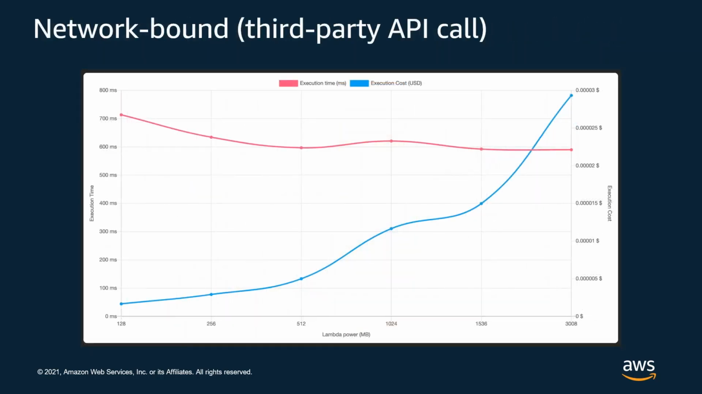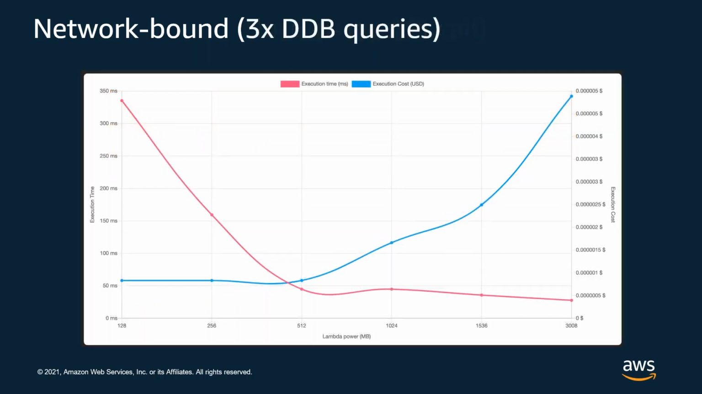Switching gears, here's a function that's network bound. The function is making one third-party HTTP call. In this case, increasing the memory has limited impact on invocation time, but it's certainly more expensive. And this shows more or less the same performance across different power configs. While 128 meg is always cheaper, sometimes it might be worth exploring up to 512 meg. It can be 18% faster, but 3 times more expensive, while 3 gig is 20% faster and 30 times more expensive. And so it really depends on the use case.